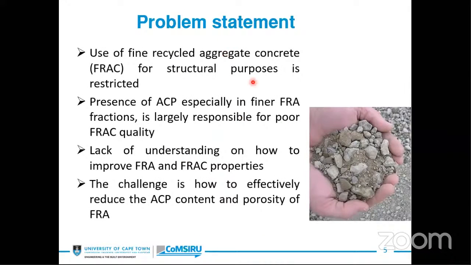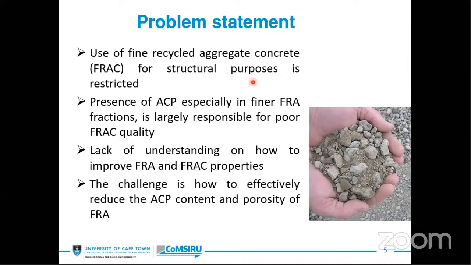Now, my problem statement. The use of fine recycled aggregate for structural application is restricted. This is because it does not meet the strict requirements for structural concrete. Now, the presence of attached cement paste, especially in the finer fractions of fine recycled aggregate, is largely responsible for the poor quality of fine recycled aggregate concrete. Usually, the amount of attached cement paste, that is the ACP, increases as aggregate size reduces. Therefore, there is more ACP in the finer fractions of fine recycled aggregates.